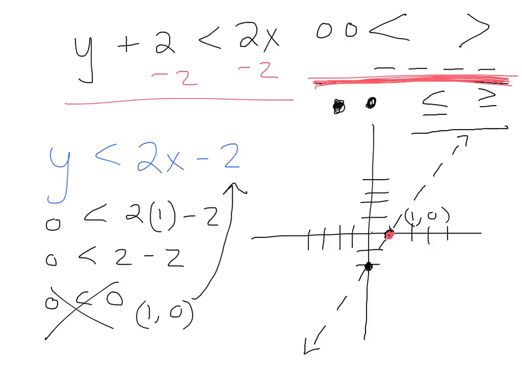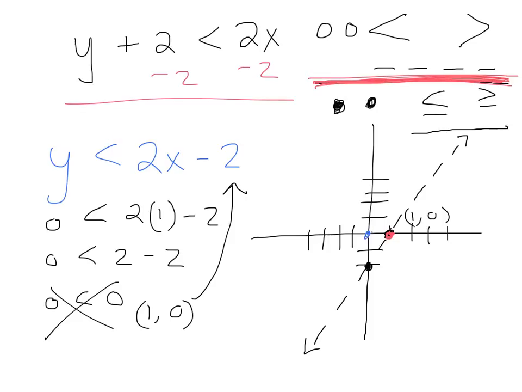So we're going to represent the line as a dashed line, indicating that the xy pairings, or the ordered pairs on the line, are not exactly solutions. Well, what is a solution to this linear inequality? Let's test a point and see where our solutions lie.